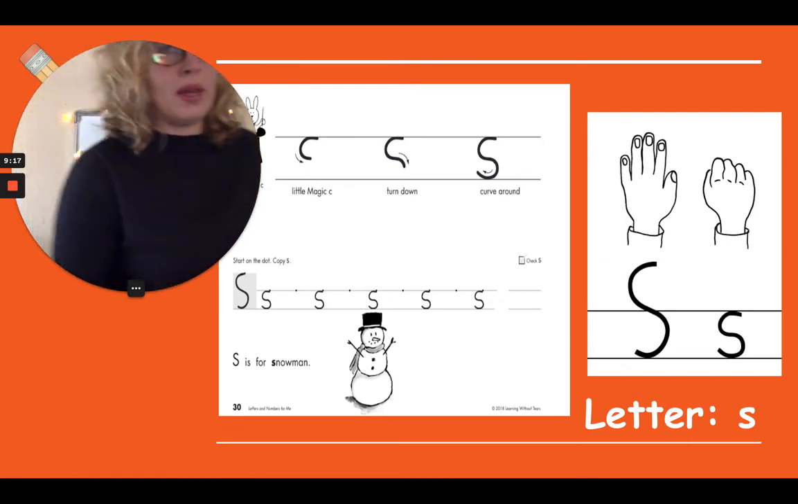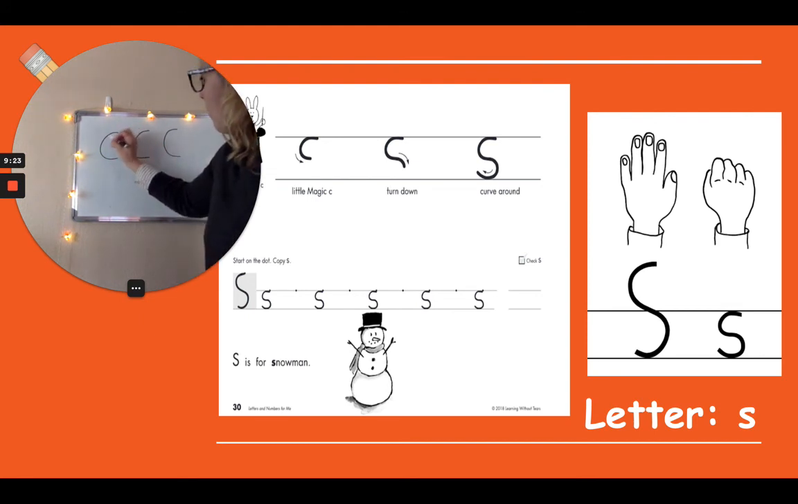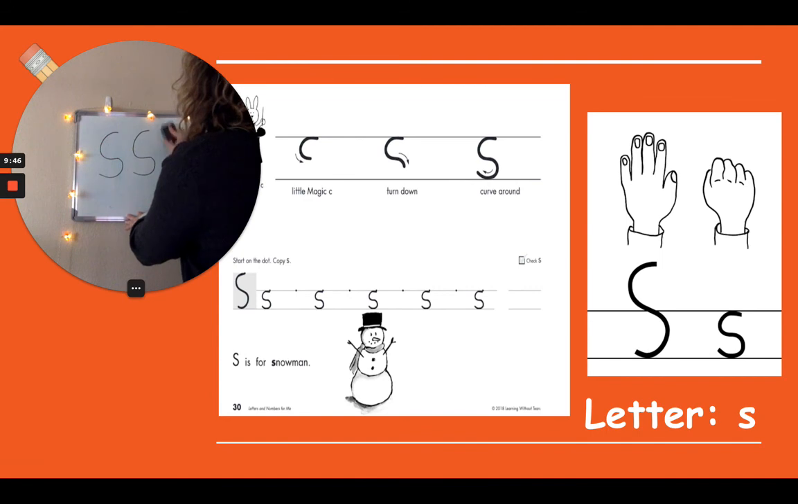I'll show you on the big board. So maybe we can make these magic C's into our S. So we start at the top, magic C, turn it down, curve around. Magic C, turn it down, curve around. Magic C, turn it down, curve around. That is our lowercase s.